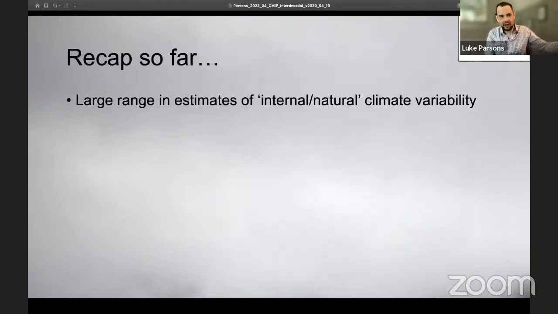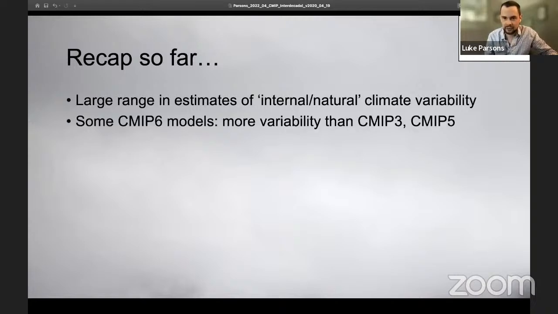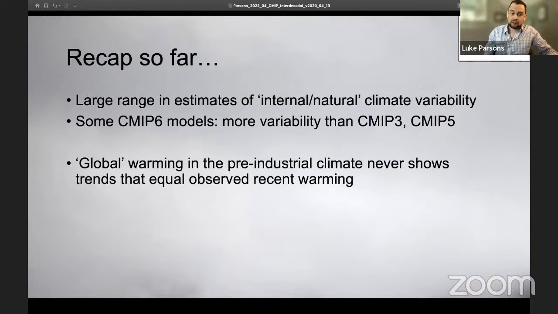Let me go through a recap so far. So there's clearly a large range in estimates of internal or natural climate variability across these CMIP6 models. Some of the CMIP6 models show more variability than CMIP3 models or CMIP5 models, or I've deleted this paleo data too, and paleoclimate model simulations of the last millennium. This quote unquote global warming in the pre-industrial climate never really shows trends though that are equal to observed recent warming, even our most variable CMIP6 models.